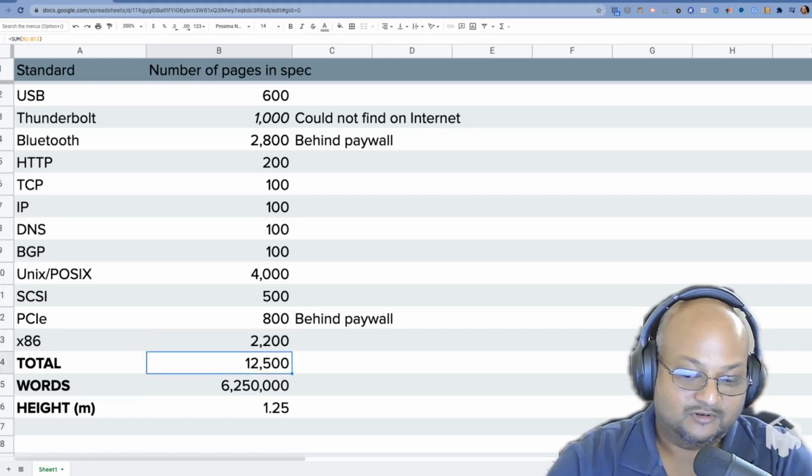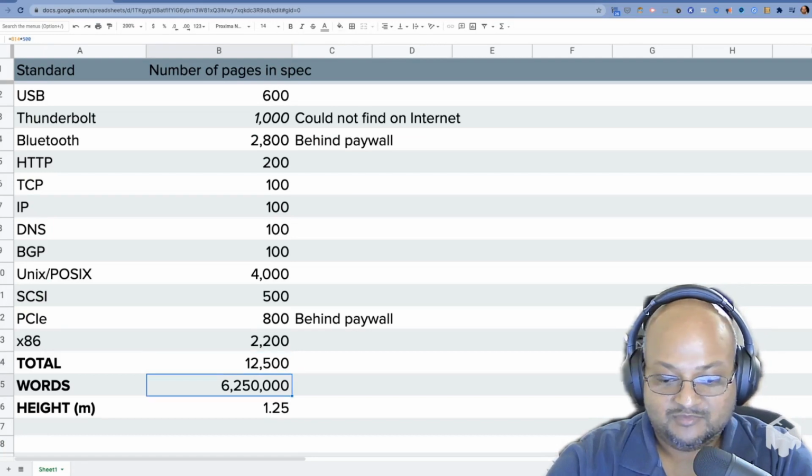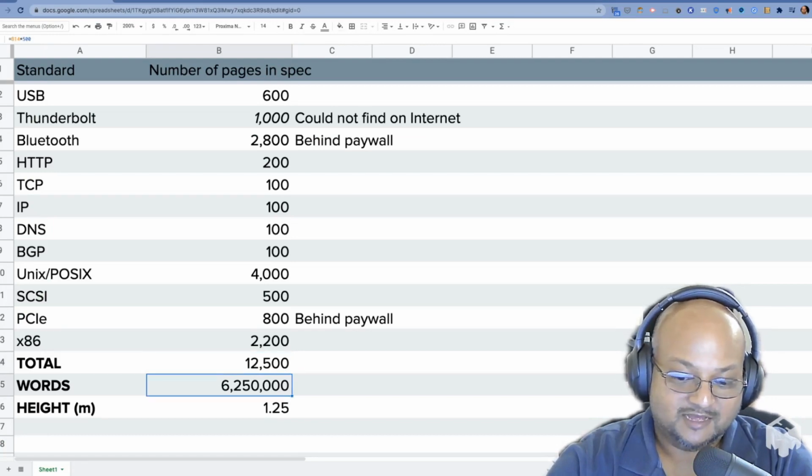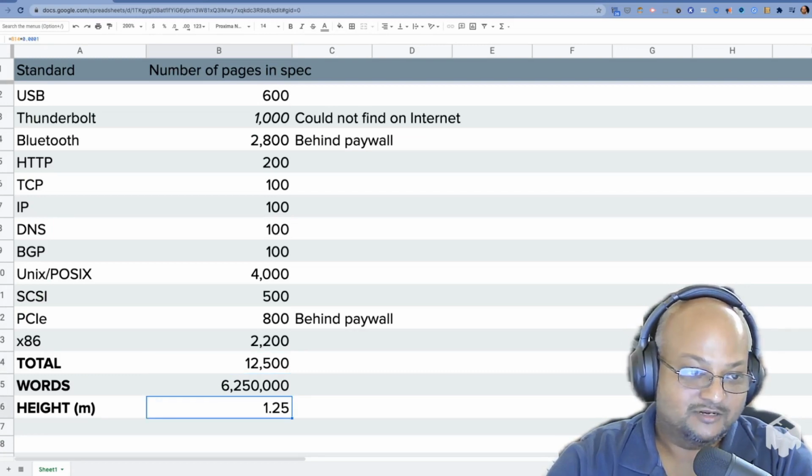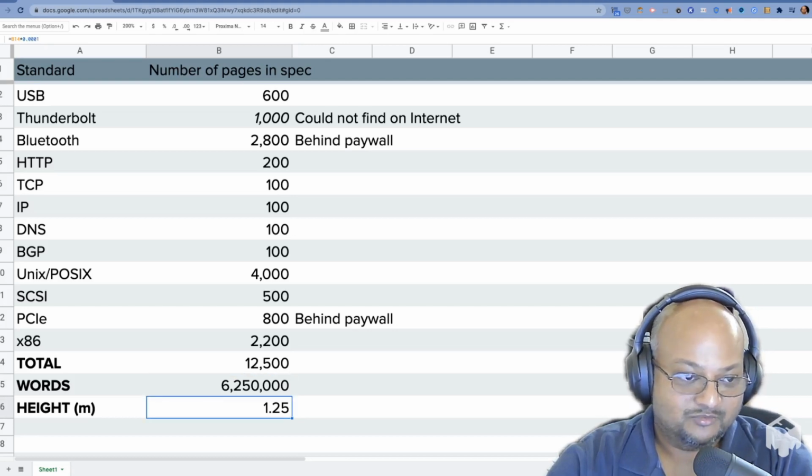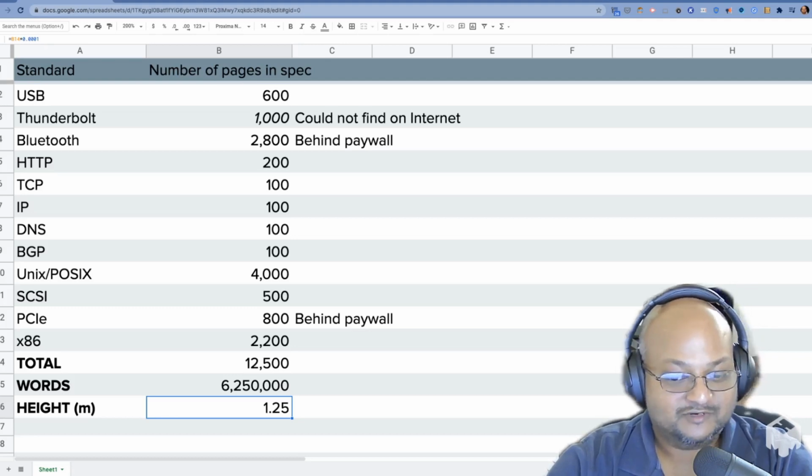If you add up all of this, it comes to about 12,500 pages. And assuming about 500 words per page, that's more than 6 million words. Now, one sheet of paper is about 1/10 of a millimeter. So if you printed all of this out, it would be about 1.25 meters, which is about 3/4 of the height of an average male.